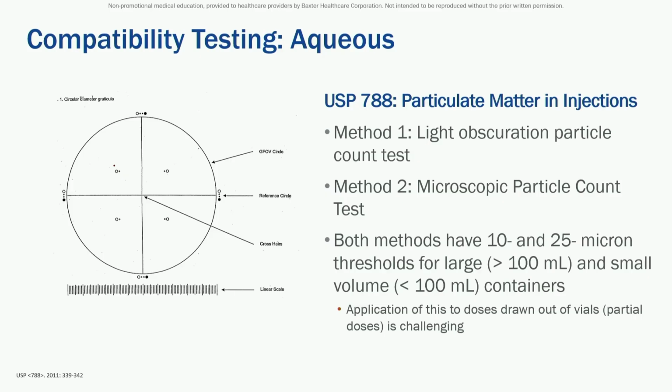This is looking at particulate matter in injections. So this is for aqueous medications, and it is the only thing that is available out there that dictates how many particles a manufacturer can have in a container. It's a manufacturing standard. There are two different methods associated with USP 788. Method 1, which is light obscuration particle counting. Method 2, which is microscopic particle counting.